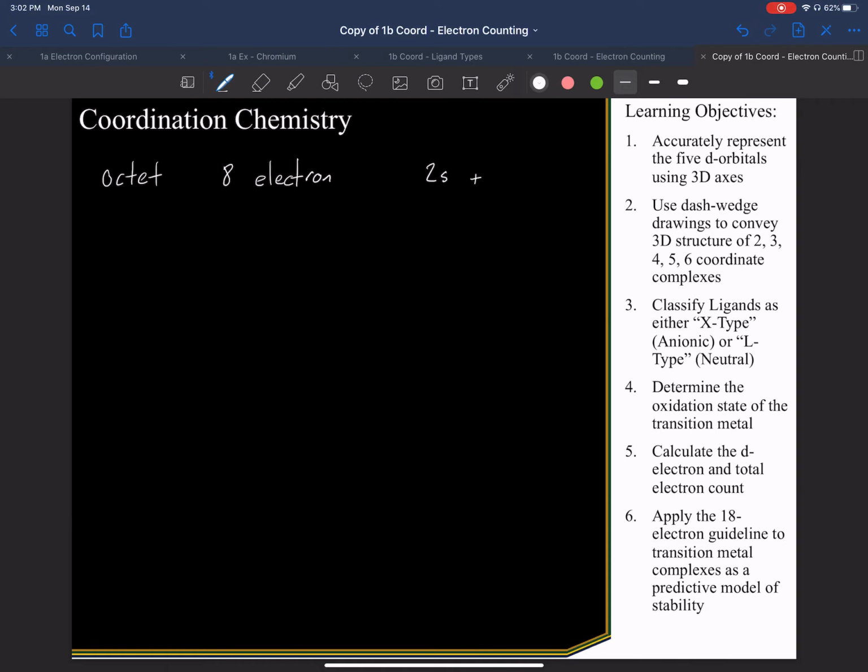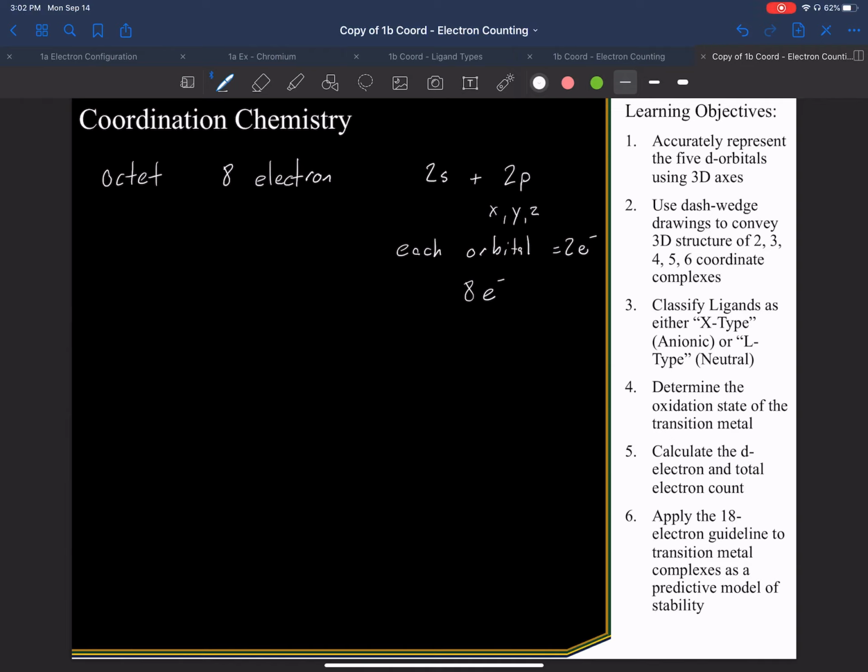2s orbital and our 2p orbital, right? And this had x, y, and z for our 2p orbitals. If each one of these orbitals can hold 2 electrons, right, this led us to a total of 8 electrons. And this was that idea of an octet.